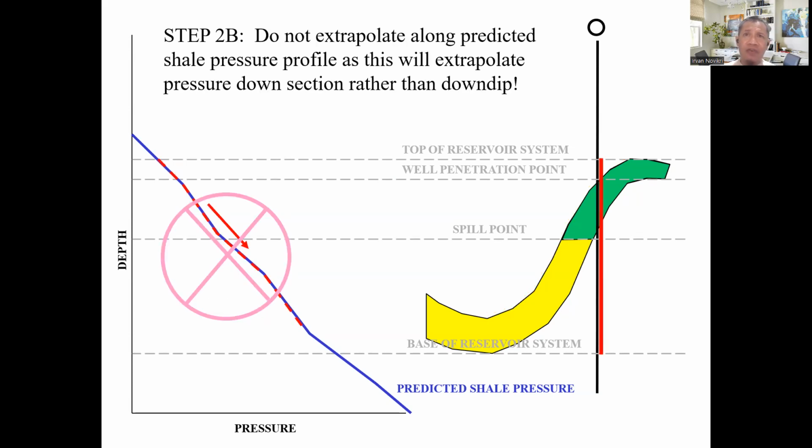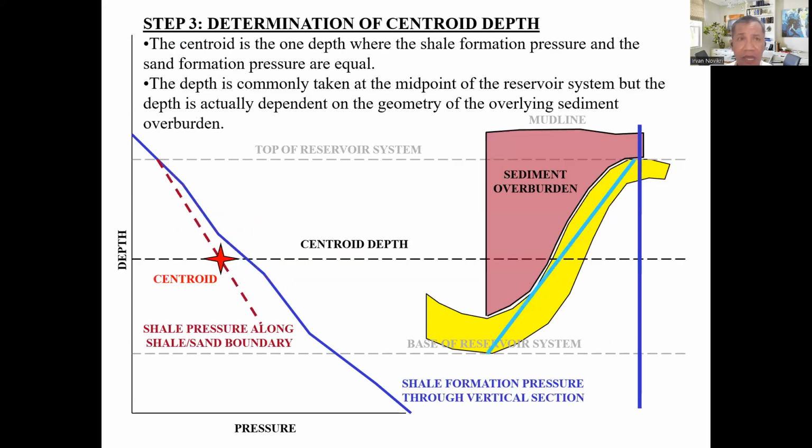The base of the reservoir system refers to the depth at which the reservoir system ends or transitions into another geological formation. Predicted shale pressure is an estimation of pressure within the shale rock layer. In step 2B, it is advised not to extend the predicted shale pressure profile beyond its known range, as doing so would result in extrapolating the pressure downward along the wellbore instead of in the down-dip direction.